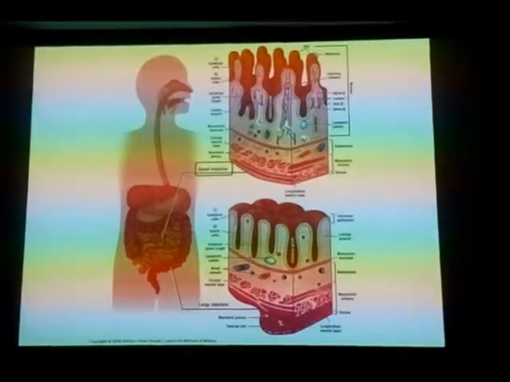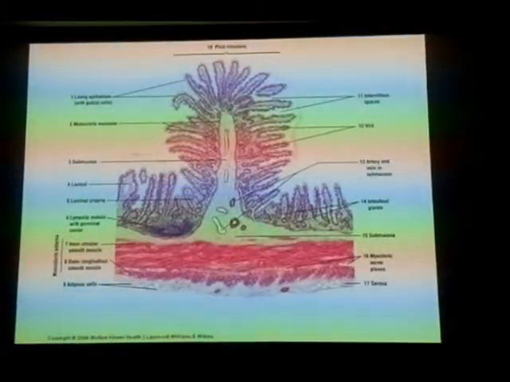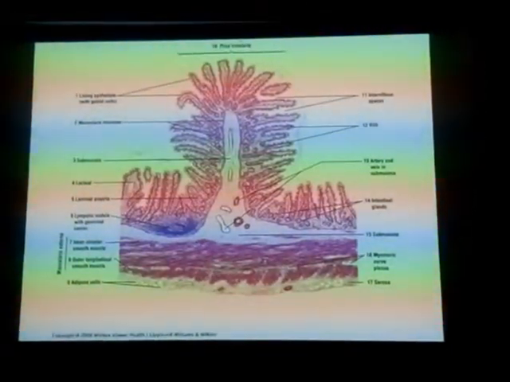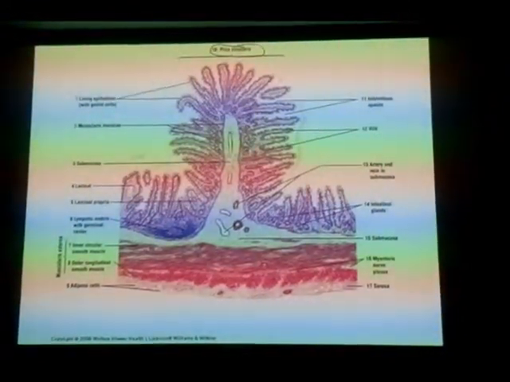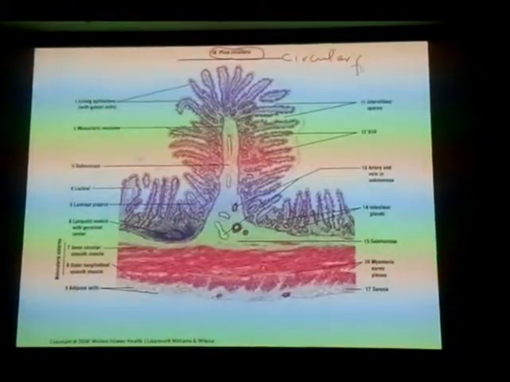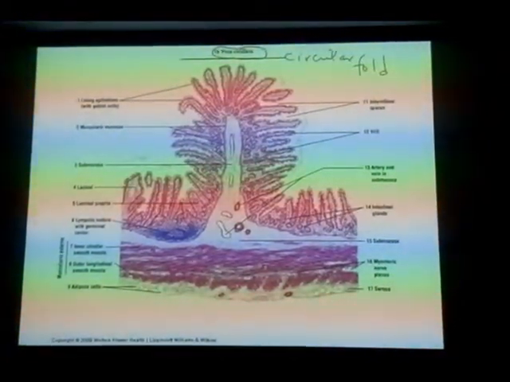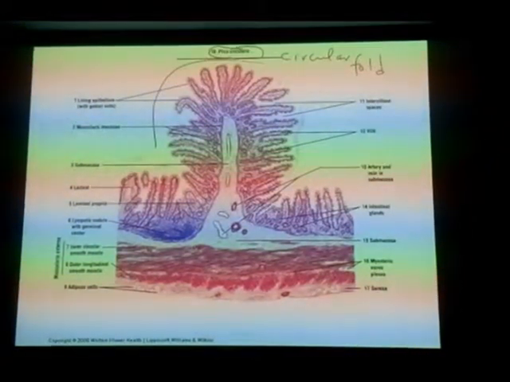Then we have the small intestine. We're looking here at a section of the intestinal wall. Now, folks, look here. Plica circularis, that's a fancy term for a circular fold. Here's one circular fold right here. This entire thing is one circular fold.